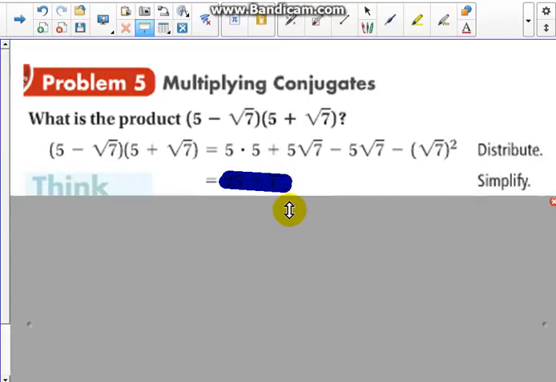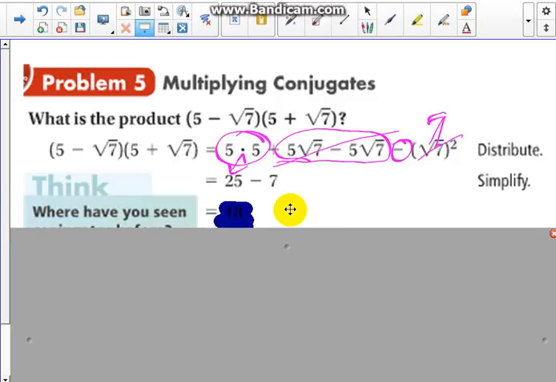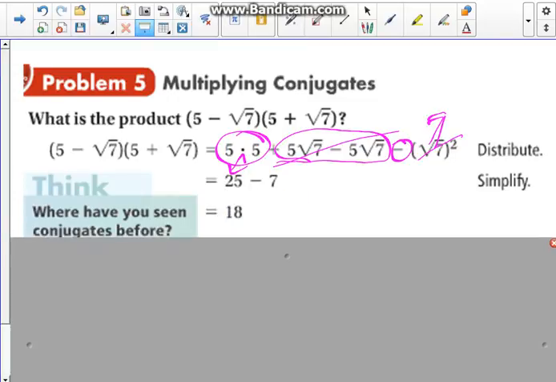So now, when you simplify everything, you end up with 25 minus 7. I know some of my students are going to wonder, how did that happen? Well, you've got 5 times 5 is 25. And notice that you had 5 radical 7 minus 5 radical 7. Your middle two terms cancel each other out to 0. And then radical 7 squared is just 7. So you've got your minus 7. So 25 minus 7. Now, when you calculate that, 25 minus 7 is 18.